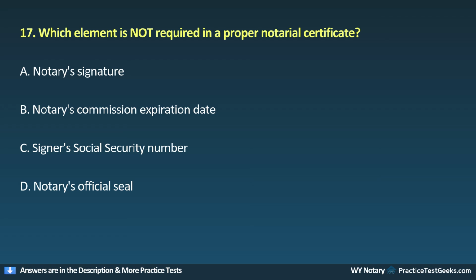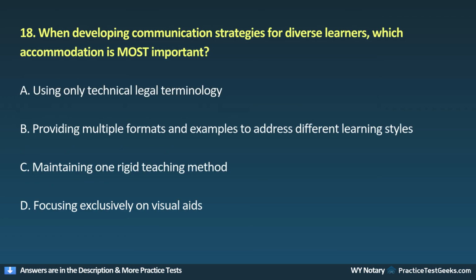17. Which element is not required in a proper notarial certificate? A. Notary's signature. B. Notary's commission expiration date. C. Signer's social security number. D. Notary's official seal.